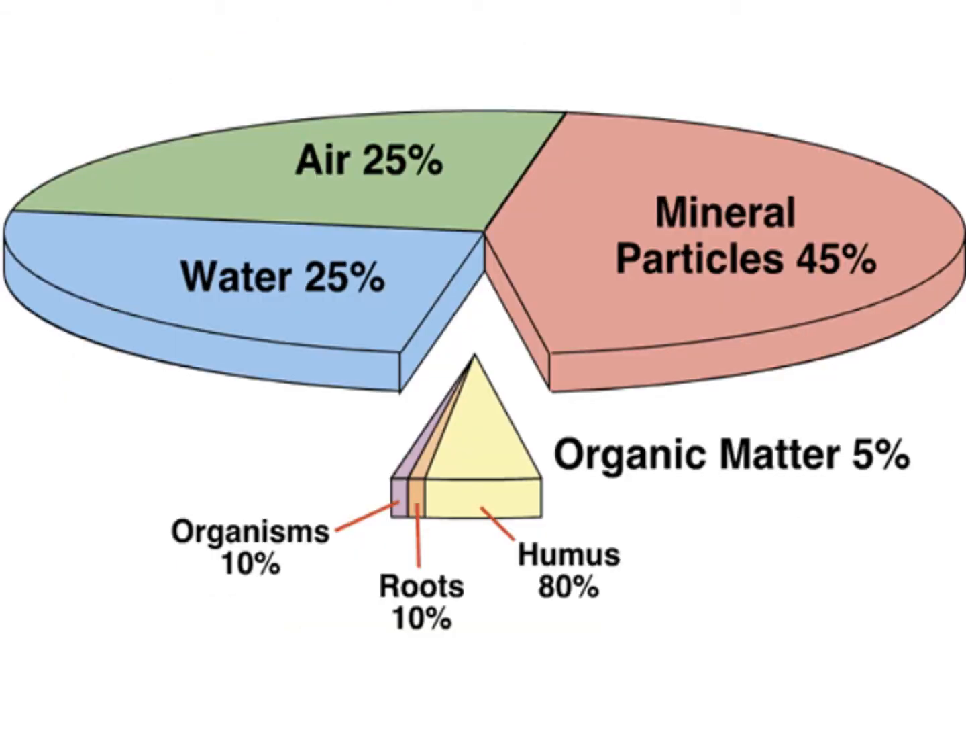Now a more detailed look at the organic matter, and again, this is just an example. This has 80% of that 5% organic matter as humus, and that is dead organic matter that has rotted down. 10% is roots, and 10% living organisms, worms, beetles, etc. In fact, in some soils, a much higher percentage of that is going to be the roots element.